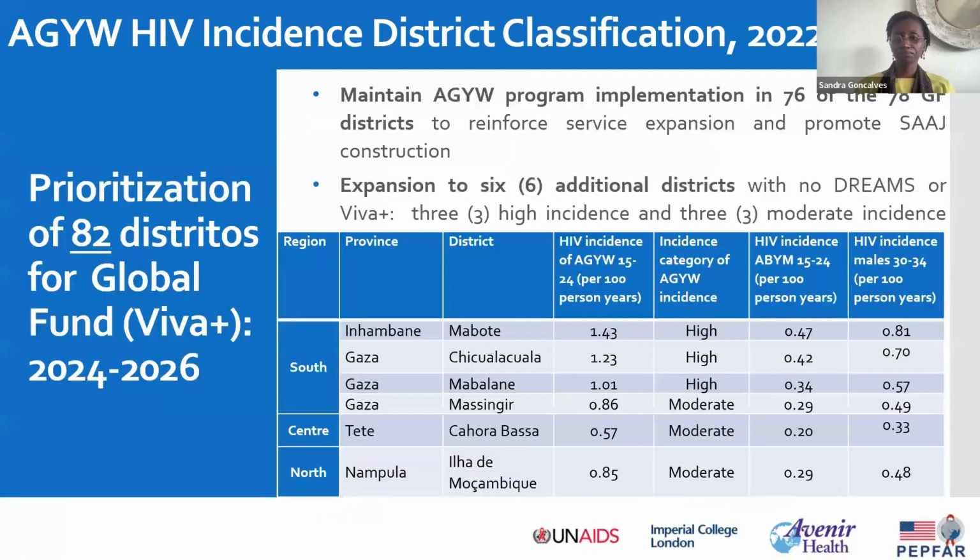And so this whole analysis using the data that is in the SHIP tool led the technical working group to prioritize 82 districts for the Global Fund 2024 to 2026. And basically, these 82 districts were composed of 76 that had been prioritized in 2020, plus an additional 6 districts. And these were 3 high incidence and 3 moderate, based on the analysis of vulnerability, but also looking at high incidence and other factors.